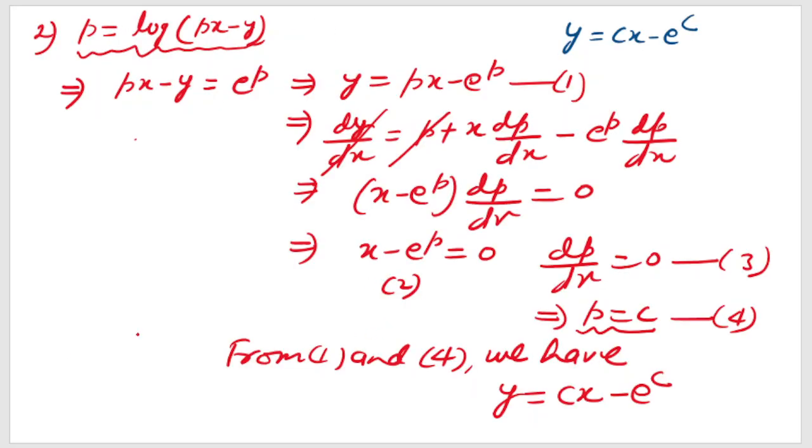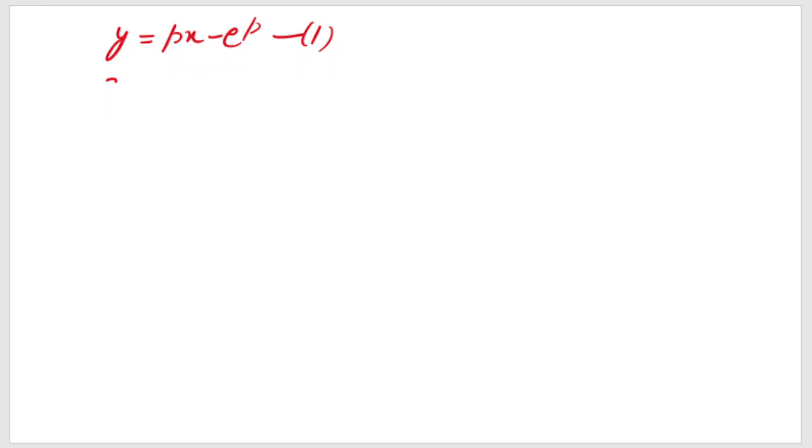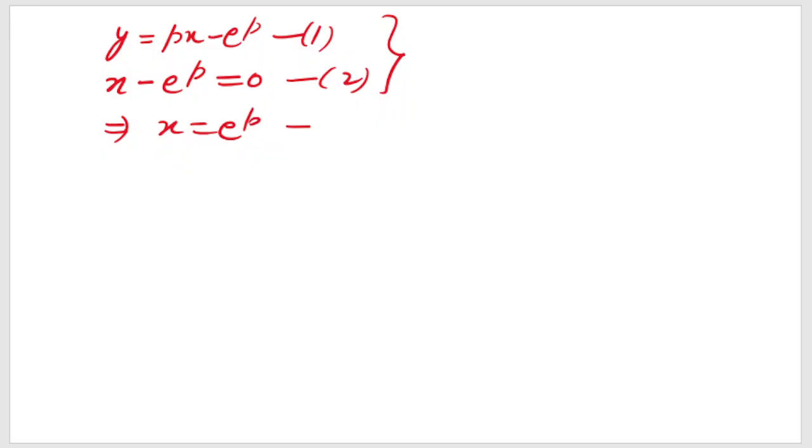So let me write the equation number 1. Equation number 1 is y is equal to px minus e to the power p. This is my equation number 1, and I also have got x minus e to the power p is equal to 0. This is our equation number 2, and from both this I want to eliminate p. So from this equation, what I can write? I can write x is equal to e to the power p, and if I take log in both sides, I will get log x is equal to p.